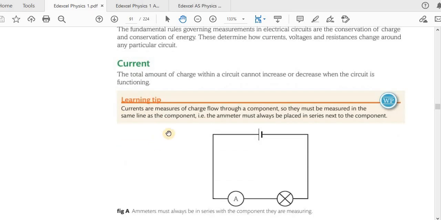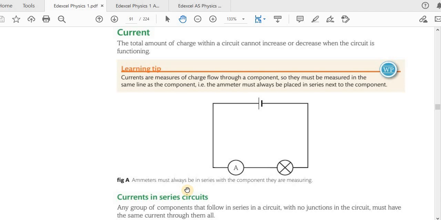Currents are measures of charge flow through a component, so they must be measured in the same line as the component. That is, the ammeter must always be placed in series next to the component. We use a device called the ammeter to measure current. You would have learned that in the O-level or IGCSE 9-1 classes as well. The ammeter is connected in series with the component that you want to measure the current flowing through.